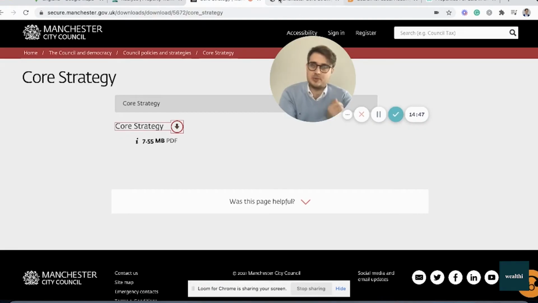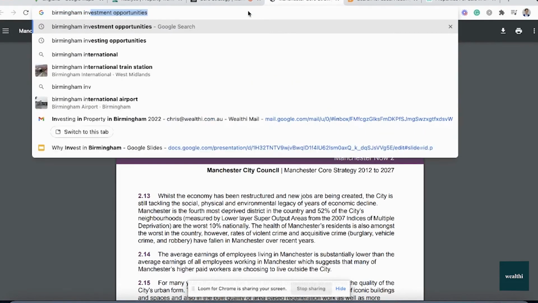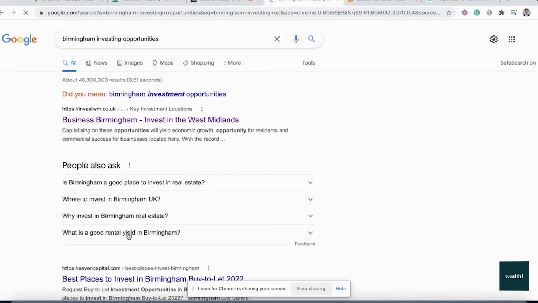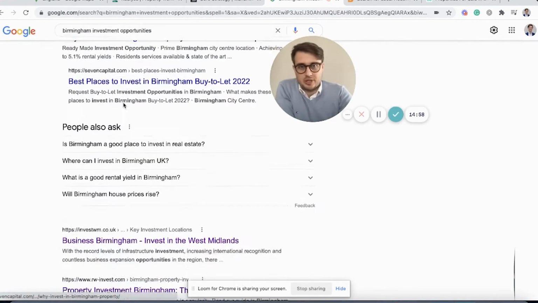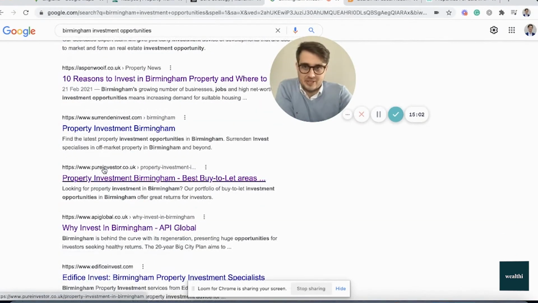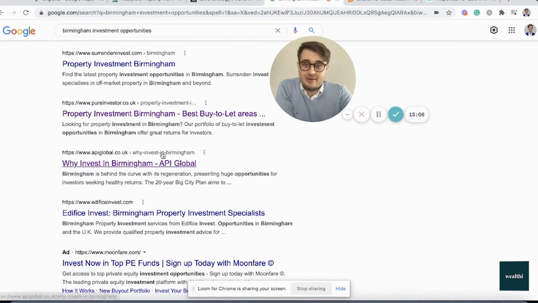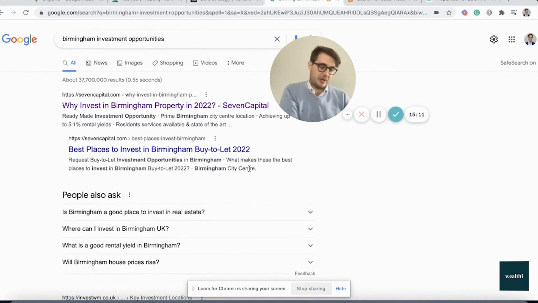Of course, you can do a simple search and write in, let's just say, Birmingham investment opportunities. And once you've written in Birmingham investment opportunities, you're going to get a stack of articles come up telling you about different infrastructure projects that are happening in the area as well. So a few ways of finding out that sort of information.